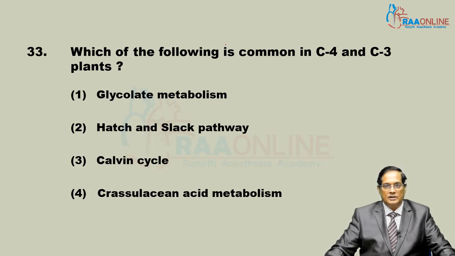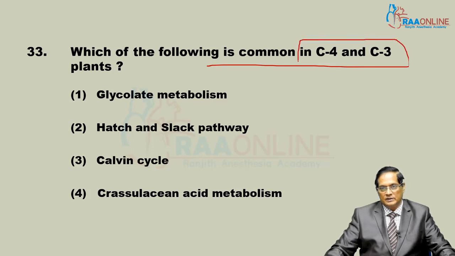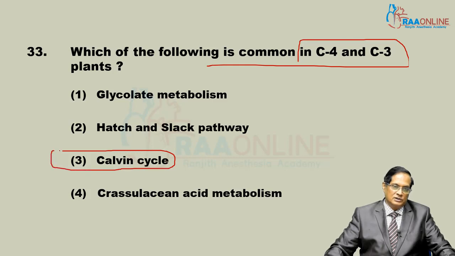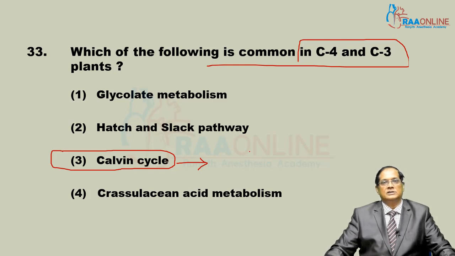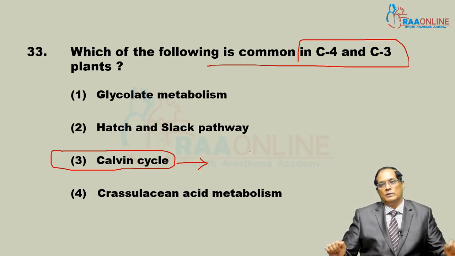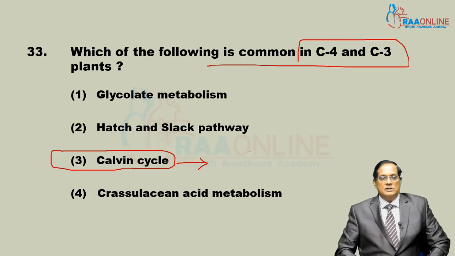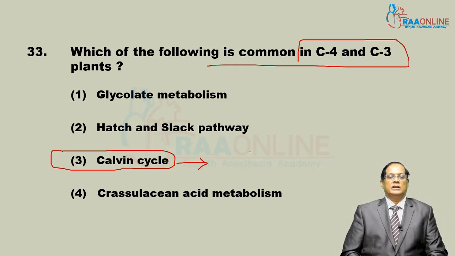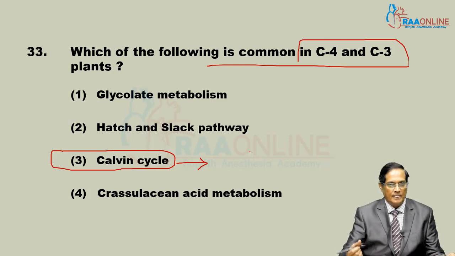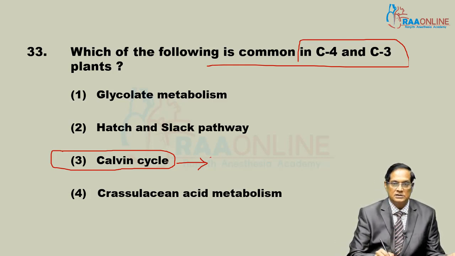33rd question. Which of the following is common in C3 and C4 plants? Yes, the Calvin cycle is common in both, because sugar is formed only by the Calvin cycle, and sugar formation is the aim of both C3 and C4 plants. For sugar formation, the Calvin cycle is in operation. That's why it takes place in all photosynthesizing plants.